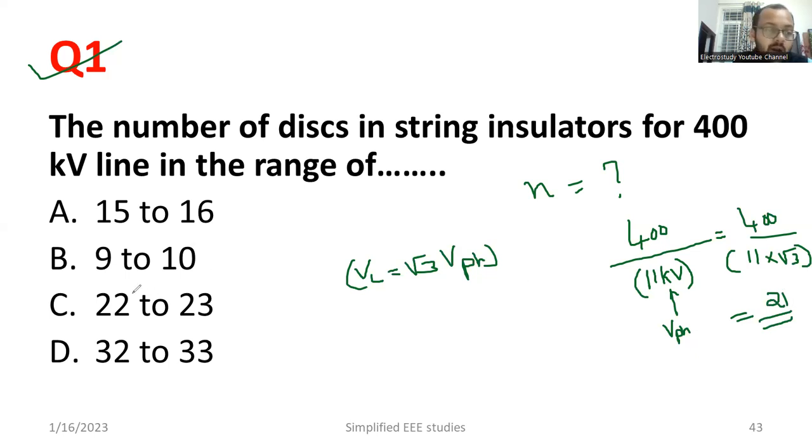So how about the answers? 21 is not available. No worries, it is in the range of 22 to 23. So which would you like to prefer? I would like to choose answer C. So please make a note of this.